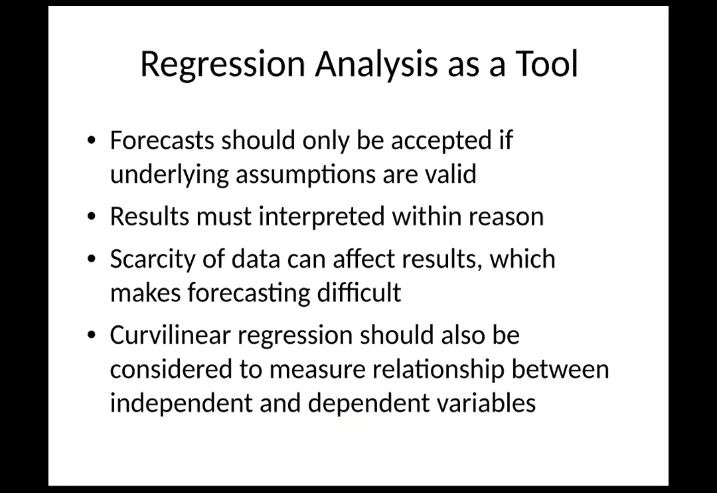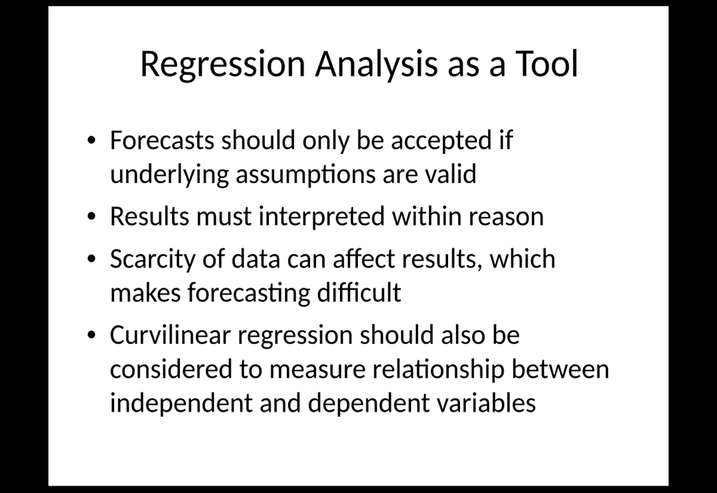So if you're going to use regression analysis as a tool, these are some of the key things that they talk about in the book, and this is where I would expect to see a question. Forecasts should only be accepted if underlying assumptions are valid, right? If the data doesn't look right, if the numbers seem out of whack or there are outliers, that's where you have to take another look at the data. Results must be interpreted within reason. That goes back to that 0, right? If you have no output, would you still expect it to have 3.5 losses? Scarcity of data can affect results, which makes forecasting difficult.